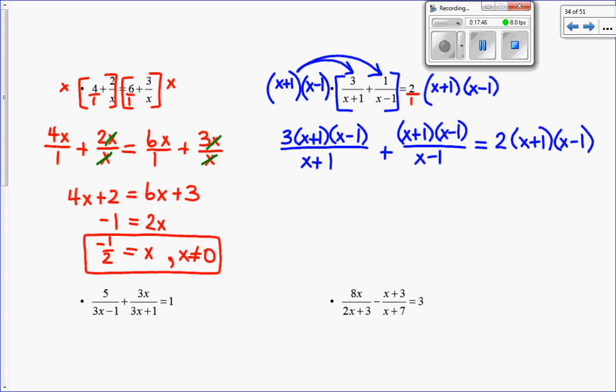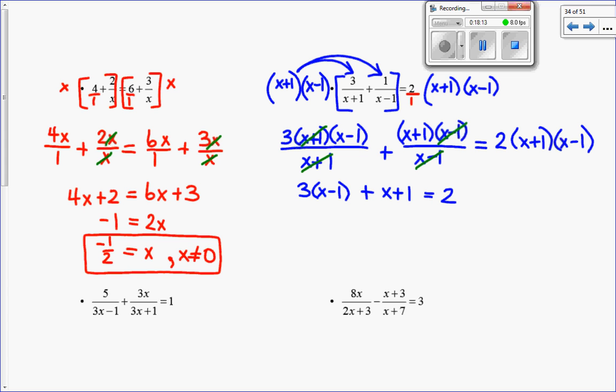Okay, now is the fun part. We get to cancel those terms in the numerator and denominator out, and in essence, wipe out our denominators. So what we're left with is 3 times x minus 1 plus x plus 1 equals 2 times x plus 1 times x minus 1.